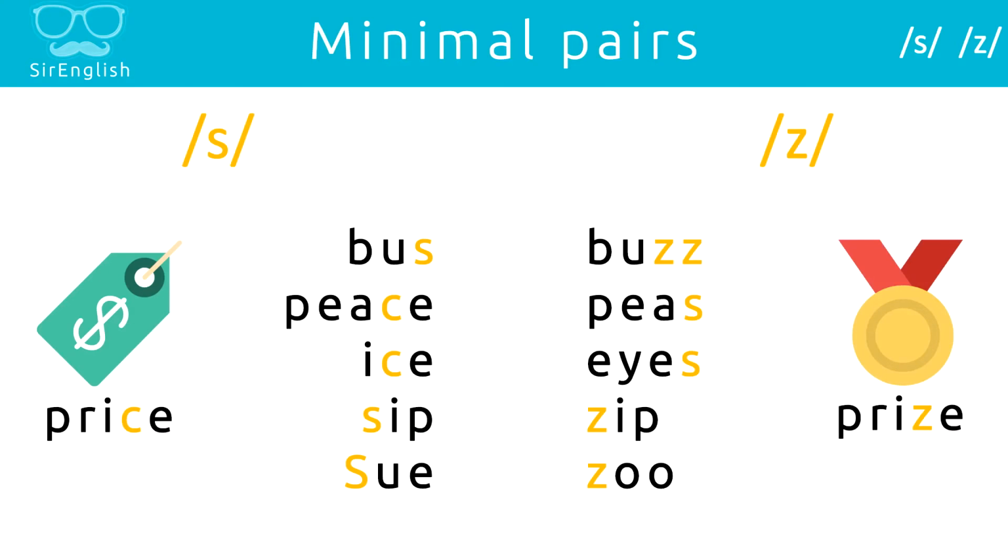Now, let's move on to the minimal pairs. This is really going to help you notice the difference between the two sounds. On the left, we have the S sound, and on the right, we have the Z sound. So listen and repeat.